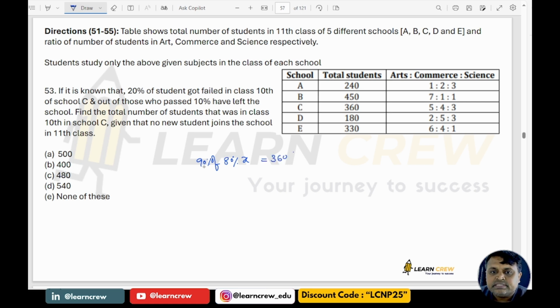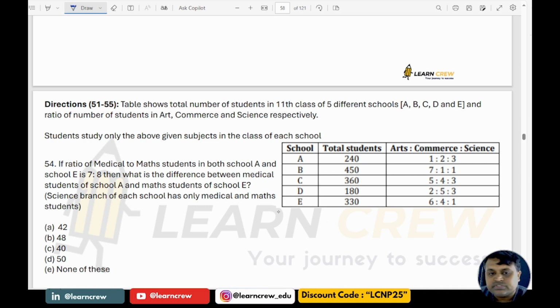From this, 90% of 80% is 72%. If 72% is 360, then 100% of X is 500. So X is 500. X is how much? 500. So the answer is 500.